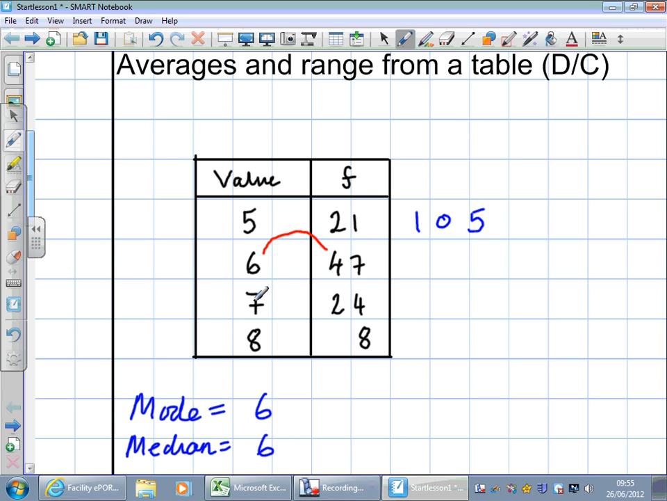What do those 47 sixes add up to? Anybody tell me? You should have your calculators handy, audience. Yep. 282. Good. What about the 24 sevens? What have you got for 24 times 7? Yeah. 168. And 8 times 8, well, we can do that without a calculator, 64.